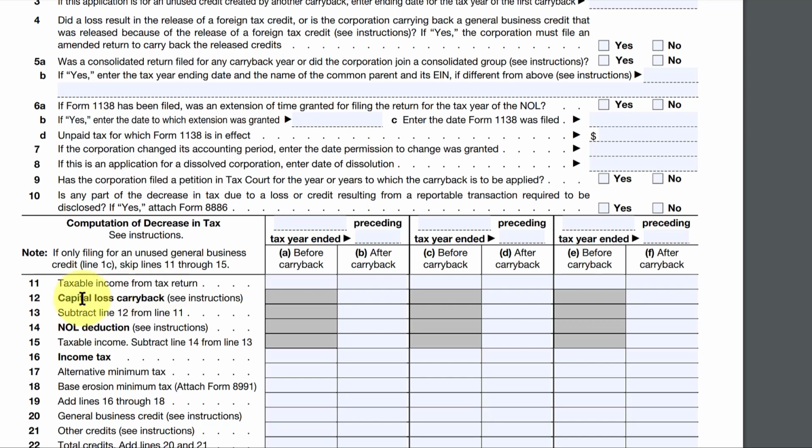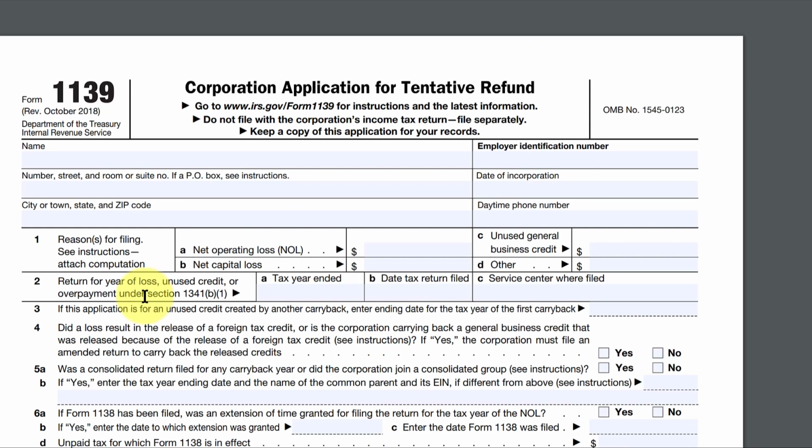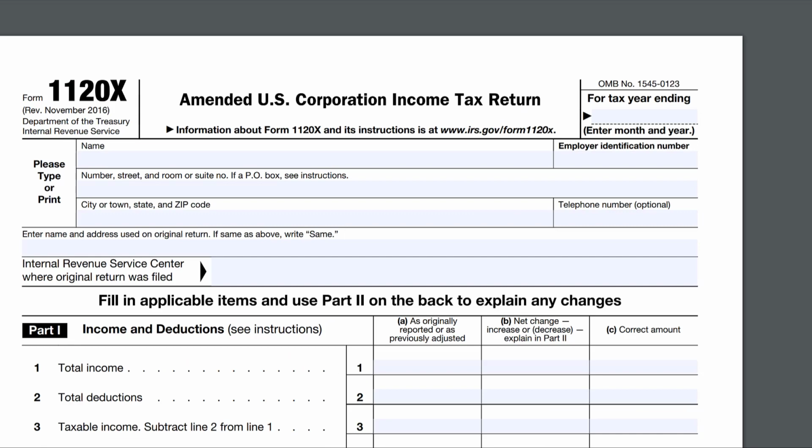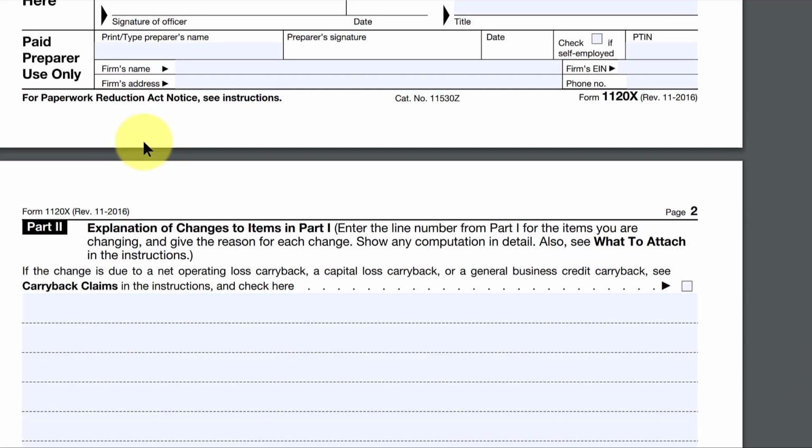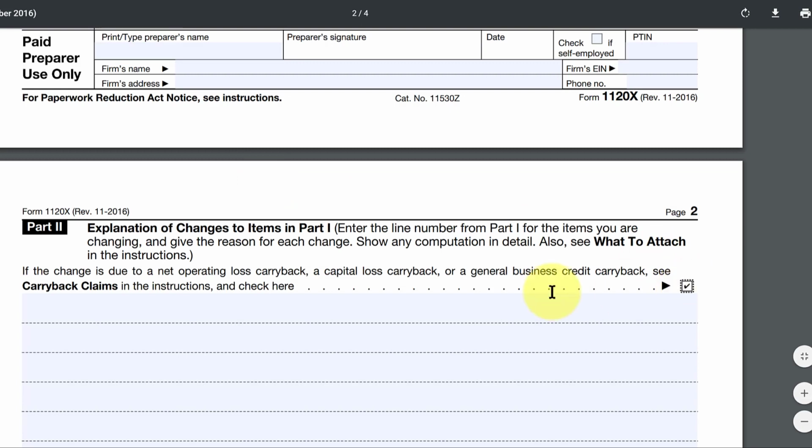Remember, that's still limited to 3 carryback years. Okay, that's Form 1139. And if you cannot use this form, and you can see the revision date was before the coronavirus event, you may be able to use this 1120X amended form, but you have to do one form for each separate year. And probably here on page 2, you would check off the box saying that you're carrying back either a net operating loss.